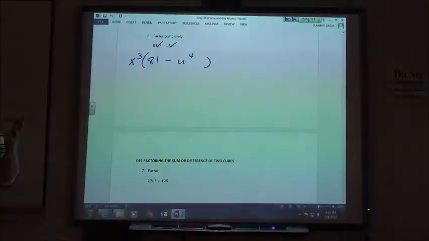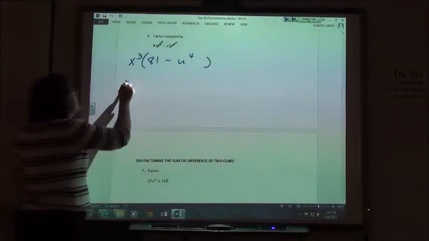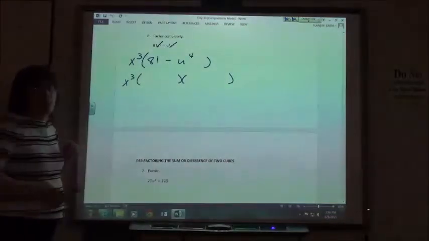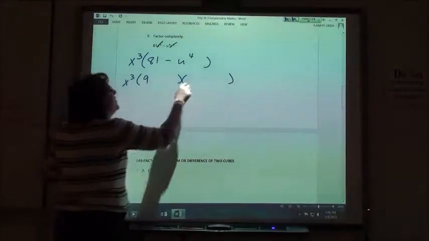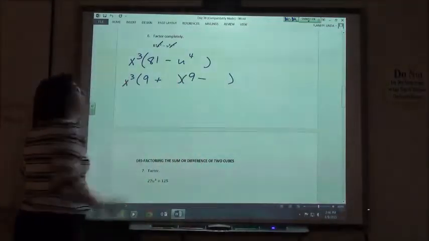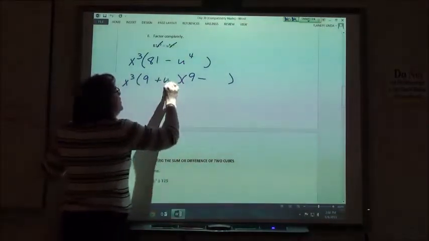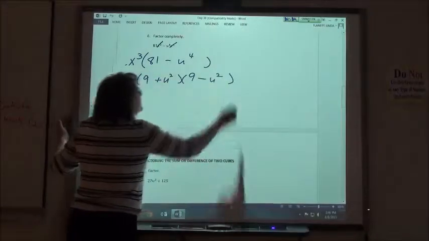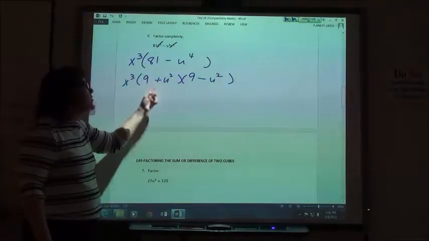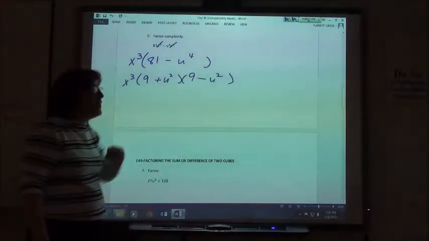Again, 81 is a perfect square. I've got the difference of squares again. So I'm going to factor. What times what is 81? 9 times 9. A plus and a minus factors of u to the fourth. U to the second and u to the second. Again, looking at that, the sum of squares will not factor, but the difference of squares factors a second time.